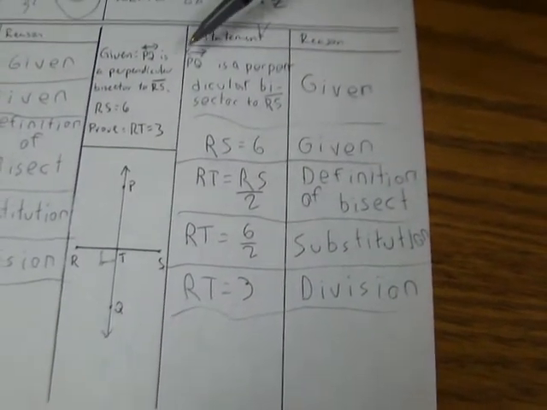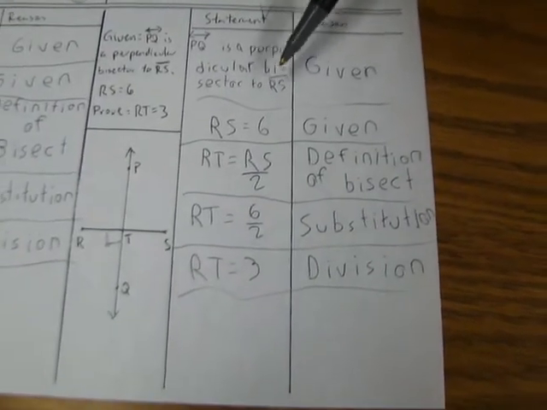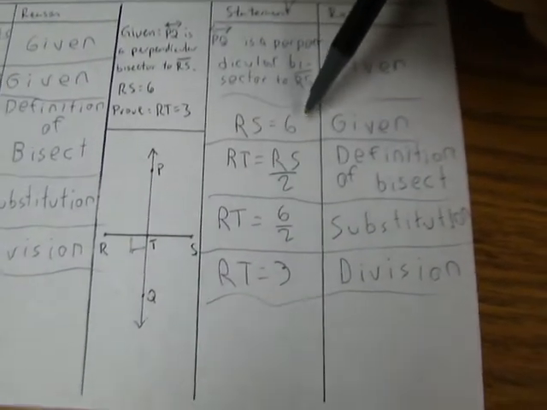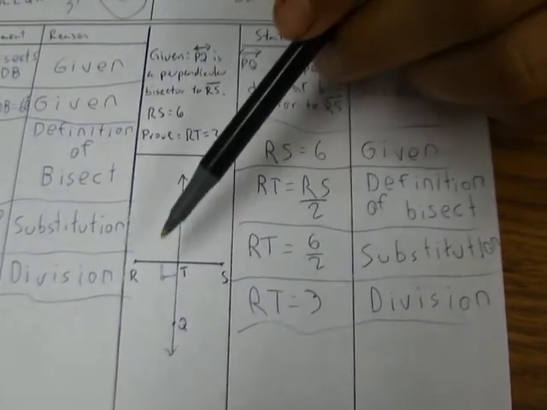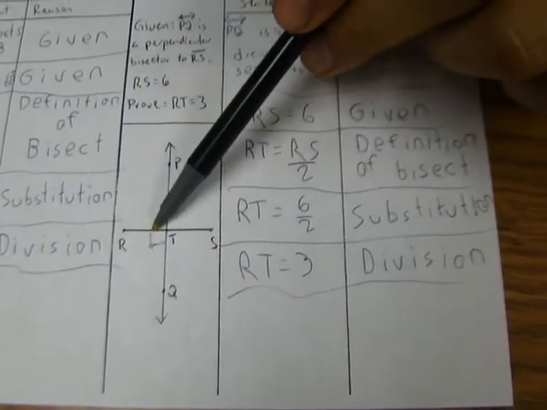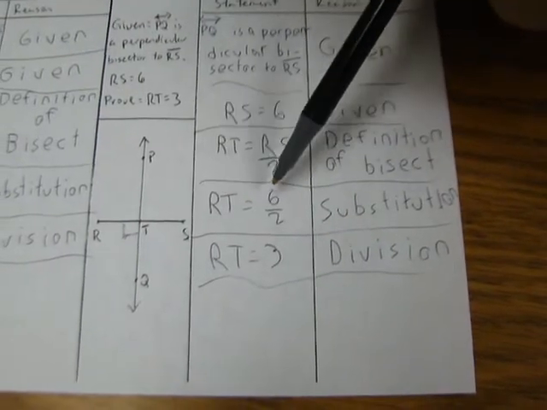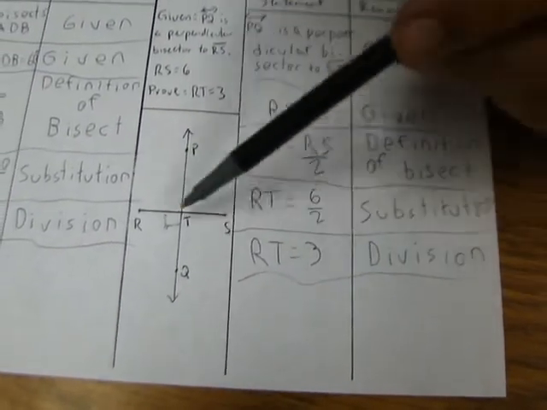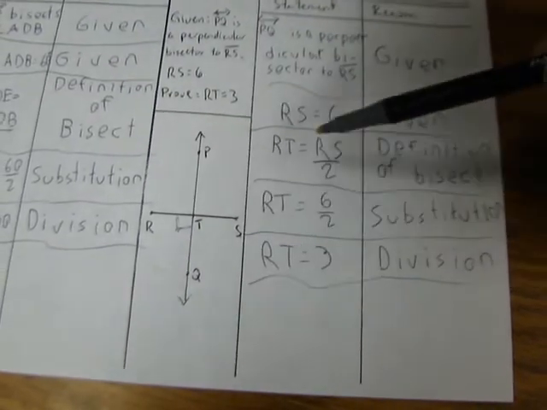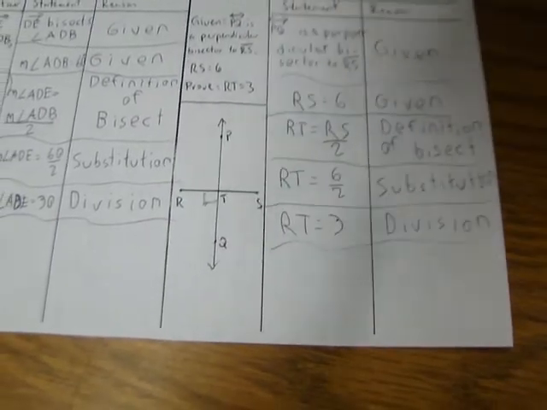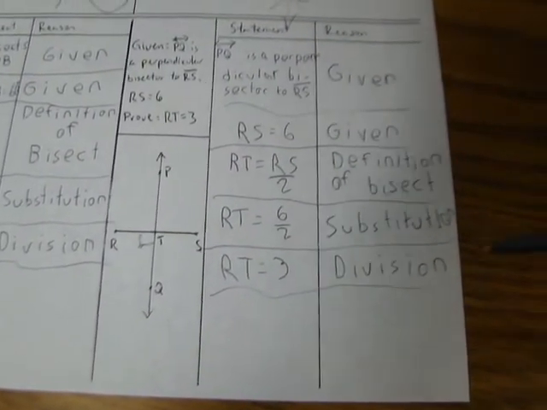So again, we start out by saying line PQ is a perpendicular bisector to segment RS. So here's segment RS. This is a perpendicular bisector. That is given. We also know that RS equals 6. That's also given. We know that RT has to be half the size of RS because that's the definition of bisect, to cut in half. So this must be half of this. So RT has to be 6 divided by 2, because RS being 6, RT has to be half of that. All we're doing is substituting. We're taking RS, which you know is 6, and replacing it with the 6. And then we divide, giving us RT equals 3. That's called division. Once we've done that, we have solved this proof.